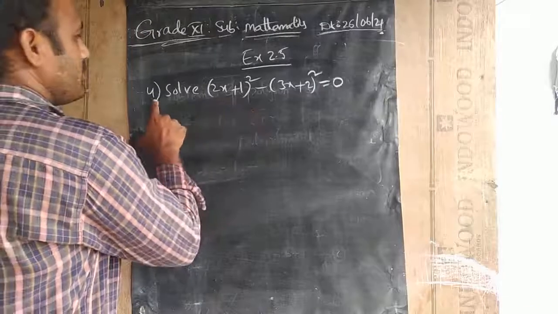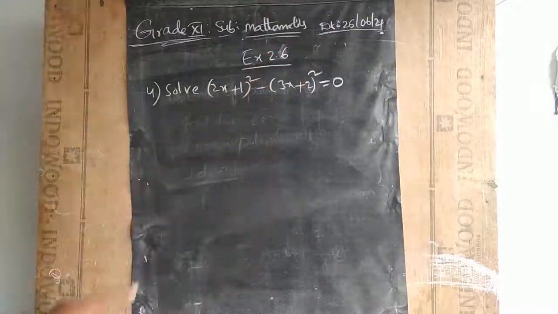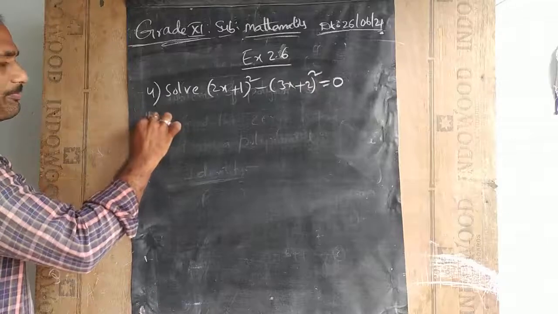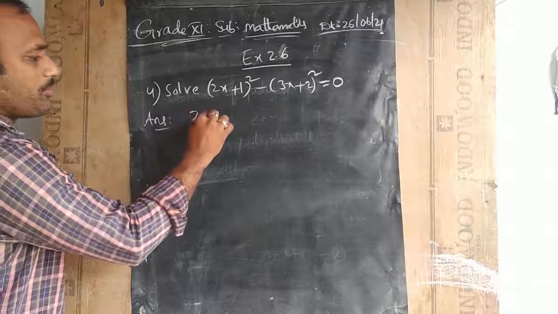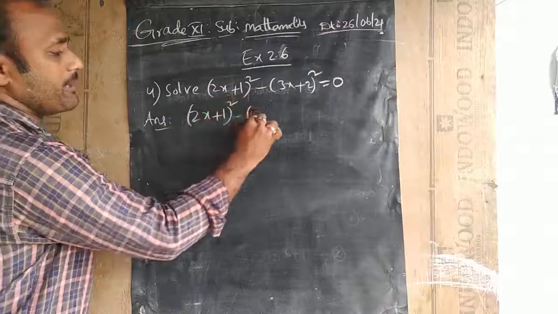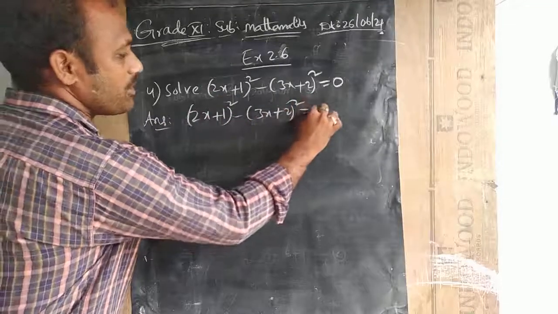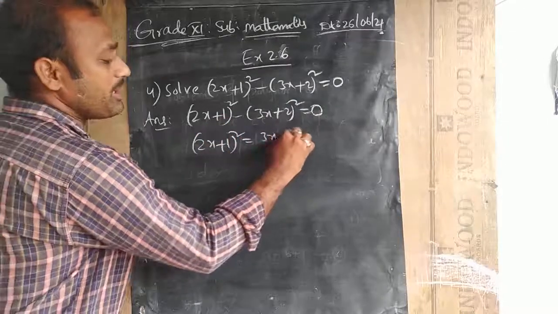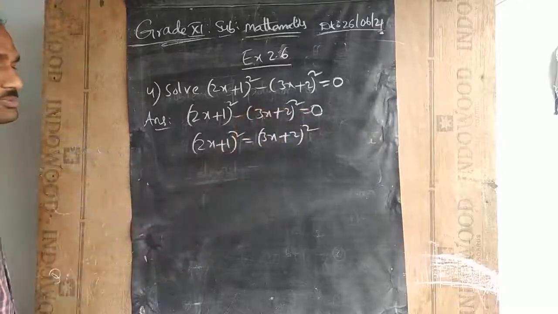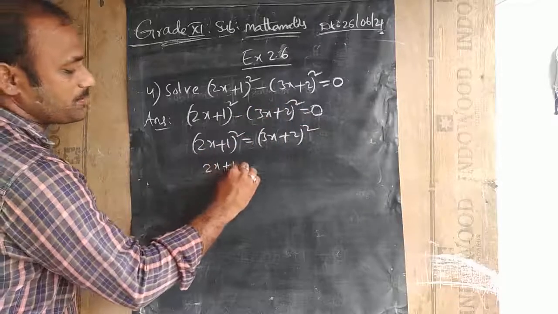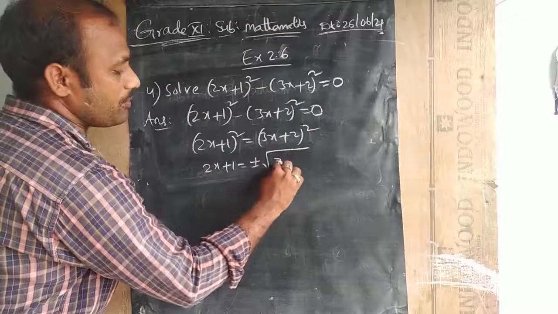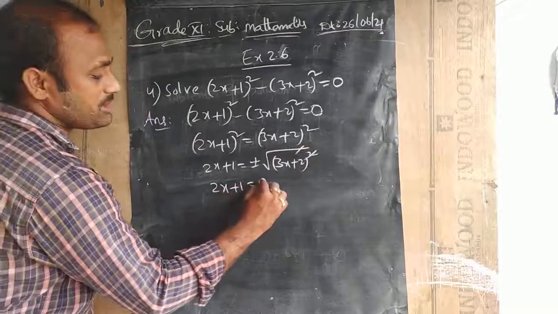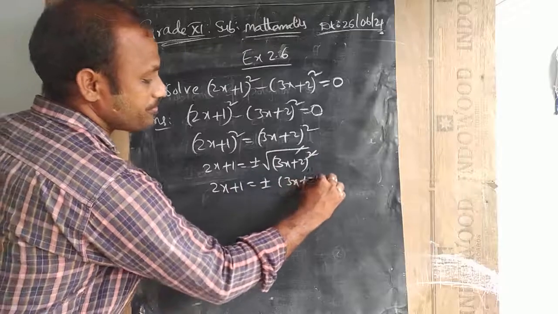Next question, students. Exercise 2.6, question number 4. Solve 2x plus 1 whole square minus 3x plus 2 whole square is equal to 0. Simple question. Let me transpose. So 2x plus 1 whole square is equal to 3x plus 2 whole square. The square, if I transpose, will become plus or minus root, so 2x plus 1 is equal to plus or minus 3x plus 2, as square and root get cancelled.